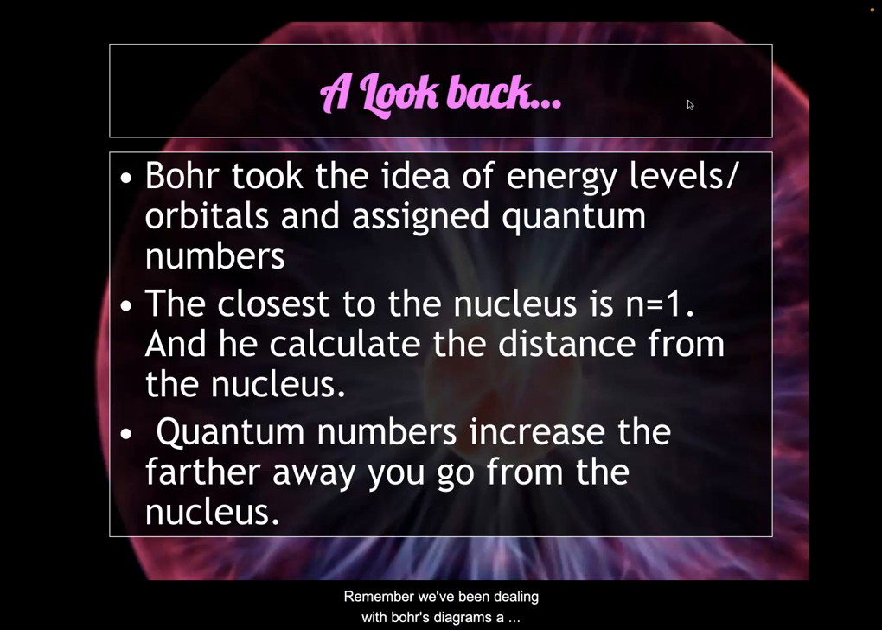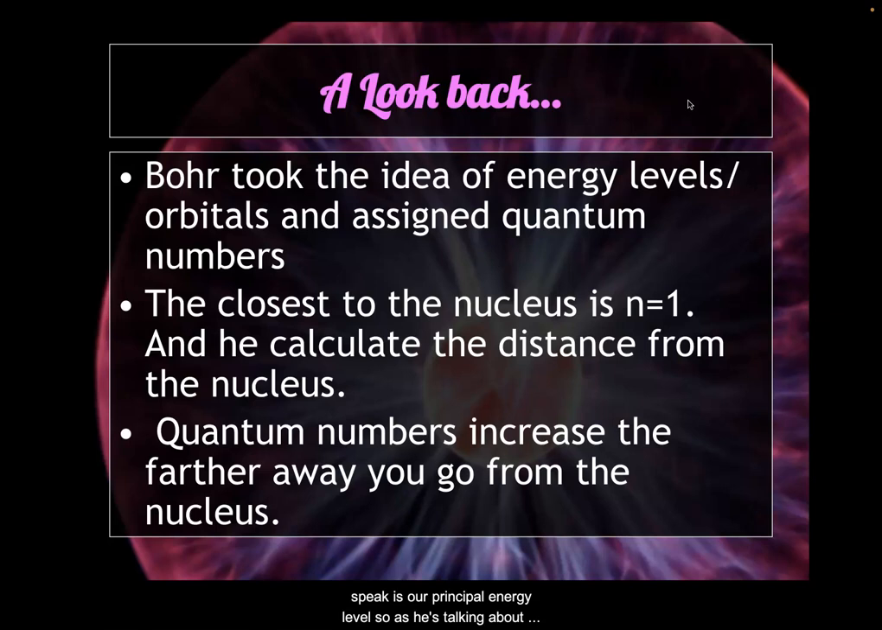So remember, we've been dealing with Bohr diagrams a lot, and he took the idea that these electrons are in energy levels. He actually says that these energy levels are orbitals, right? Electrons orbit around the nucleus like the planets around the sun. And when he does this, he gives each of them a quantum number, and we've still kind of been using this idea. And a quantum number is just a way to identify it. Really, what we've been calling our quantum number, so to speak, is our principal energy level.